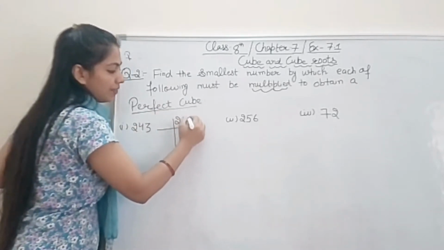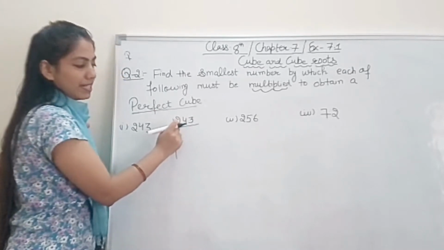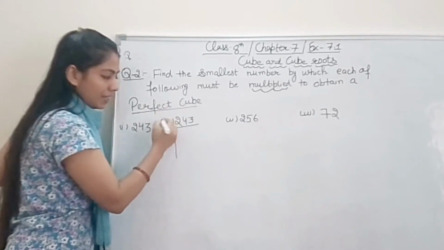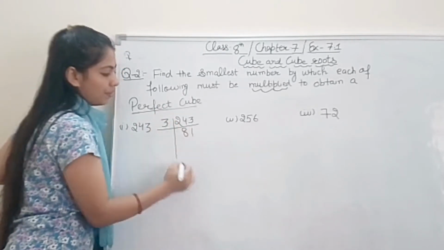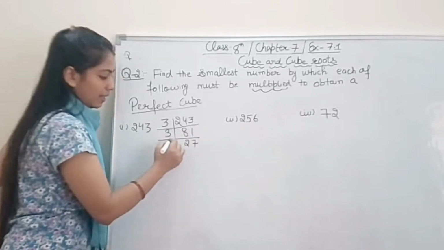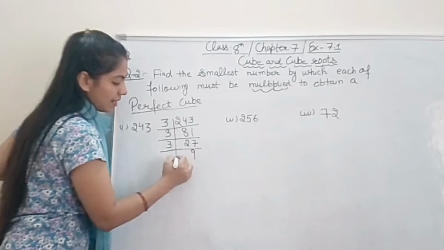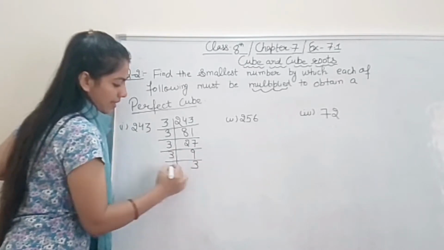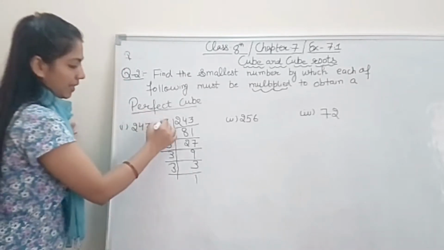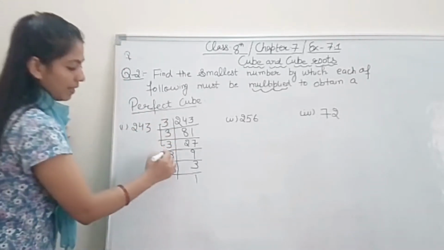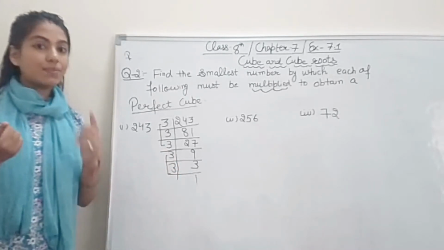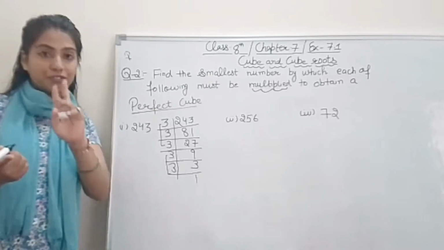So 243, 3 7s are 21, 3 8s are 24, sum of the digits is 9. So we'll divide with 3. 3 8s are 24, 3 1s are again 3, 3 2s are 6, 3 7s are 21, then 3 3s are 9, and then 3 3s are 9 and 3 1s are 3. Now make a group of 3 threes, one group. Now here only 2 are there. One is missing, means one number is missing to make a group of 3 numbers.